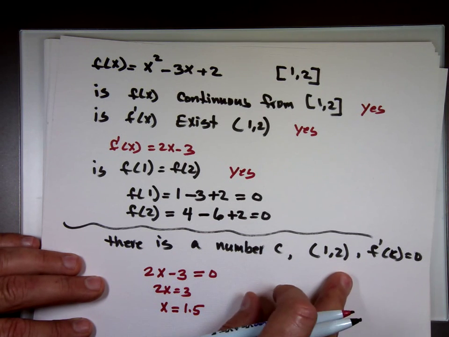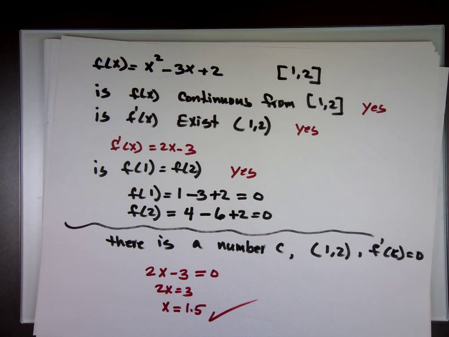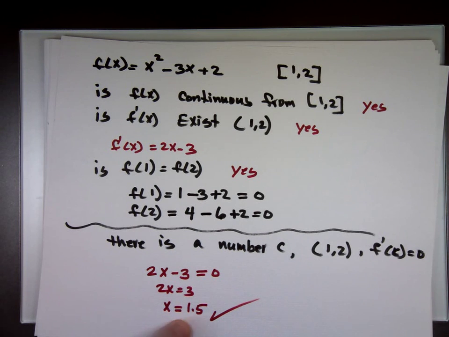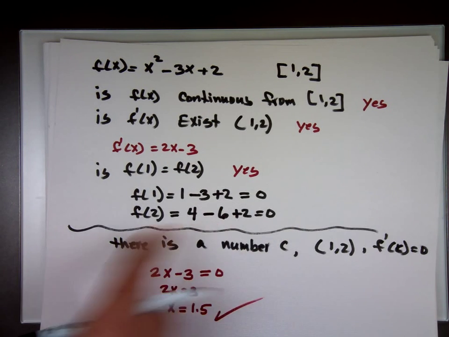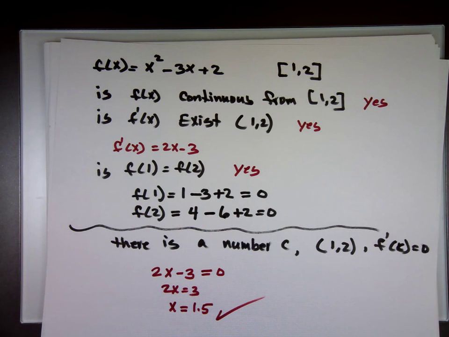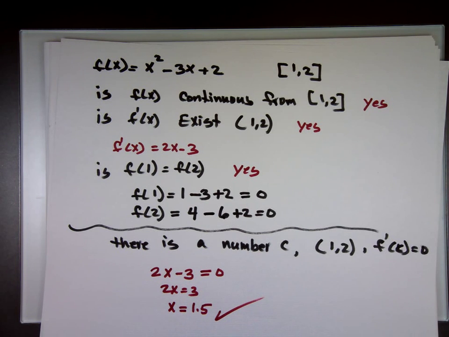Yep. There has to be at least one number between 1 and 2 where the derivative will be 0. And we've proven there's one number between 1 and 2 where the derivative is equal to 0. But we have to satisfy these three conditions before we can look at that one. So that also equals c, right? That's c. c is the 1.5. We're looking for that number. Now, I said at least one number. Could be more than one.